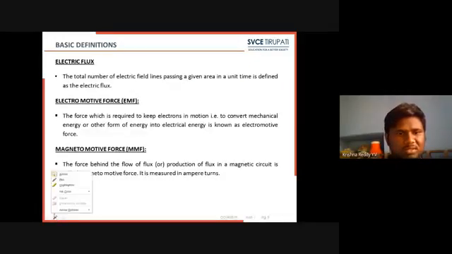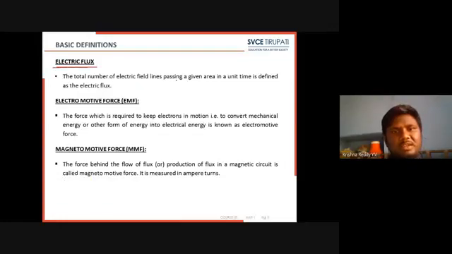These are some basic definitions. What is the electrical flux? The total number of electric field lines passing through a given area in unit time is defined as the electric flux.